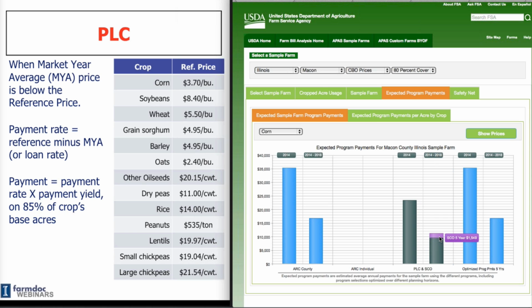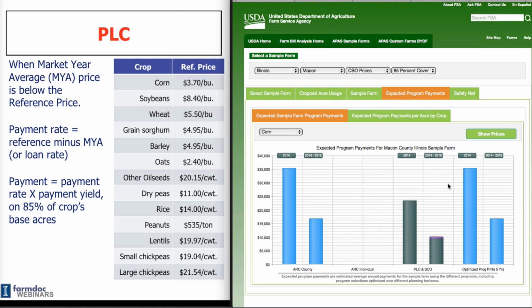And here we also throw in SCO. And SCO, this is the payments that we expect minus the premium that farmers pay. And that coverage, that SCO policy is now at 80%. If you wanted to look at it at 85, you could click there and it would redraw the chart, and that number is going to get less because it's now going from 86 to 85%.